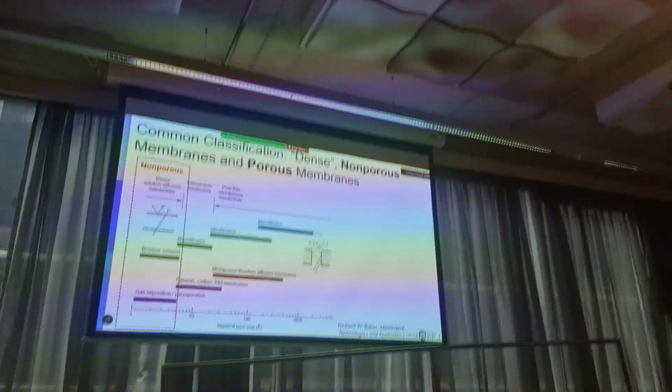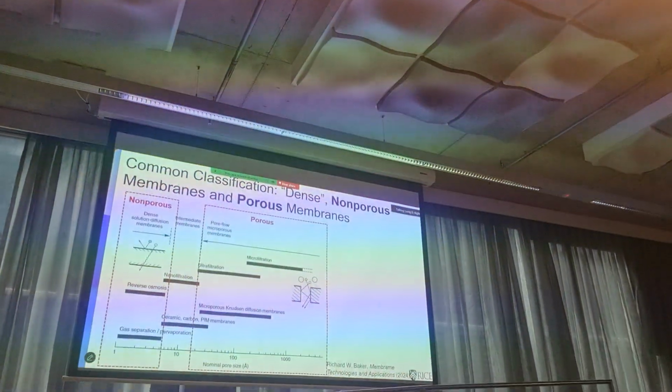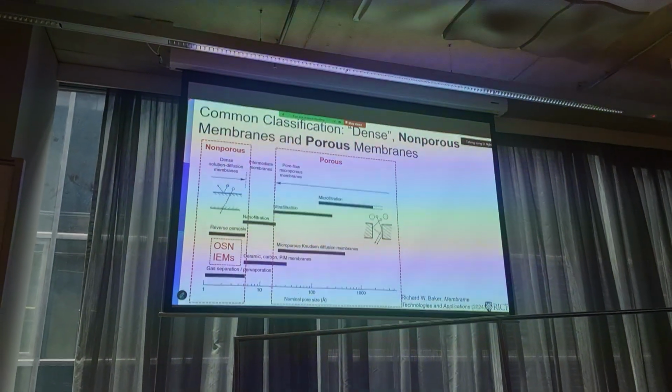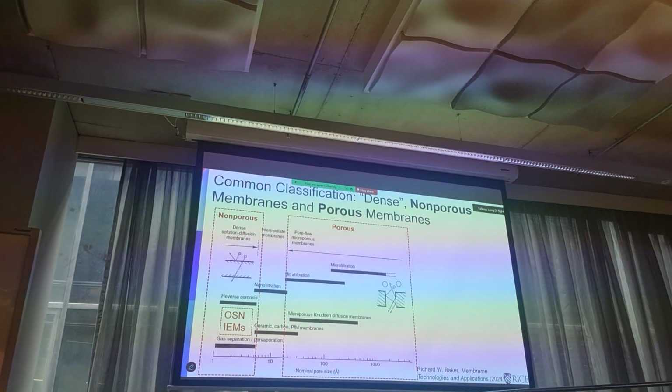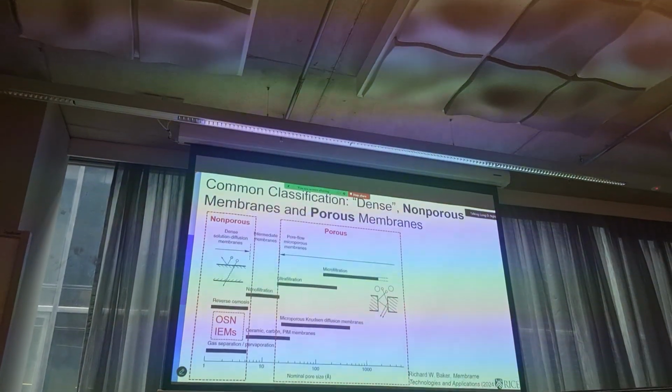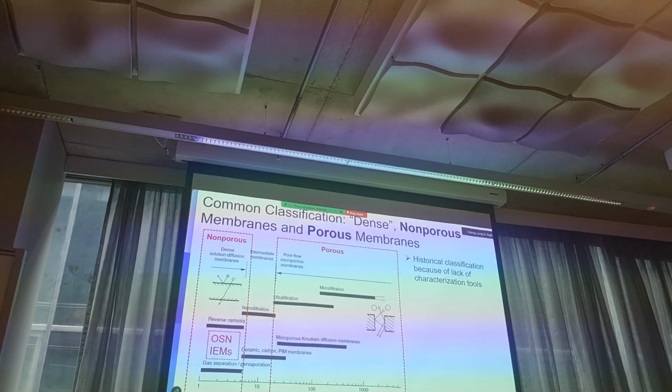pores, and then these are the porous membranes. And more recently, there were some papers, since we started to challenge the solution diffusion mechanism, that also added ion exchange membranes, and also organic solvent nanofiltration. Now the question: why do we have this classification?